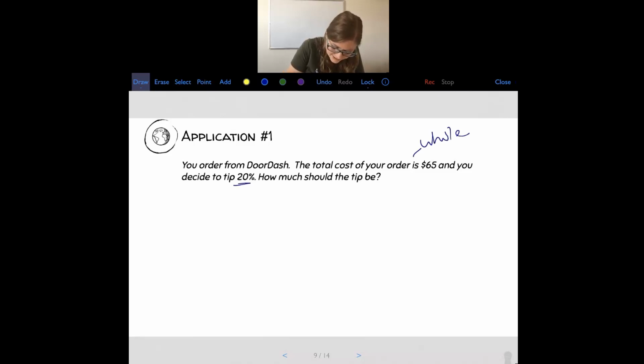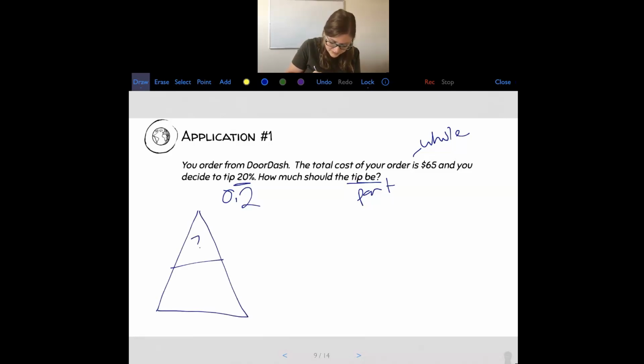And we have the percent, as a decimal, would be 0.2. How much should the tip be? That's the part. So you're tipping part of the whole, and that's how we're getting this as a part, percent, whole problem. So if we use our triangle, part is what we're missing, percent is 0.2, whole is 65. So we would multiply, and this would give us 13.